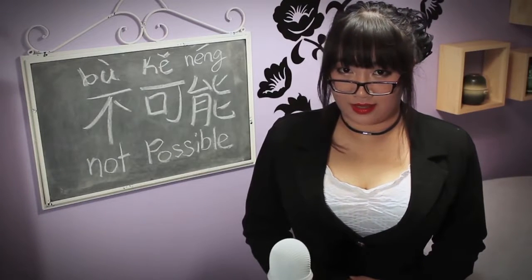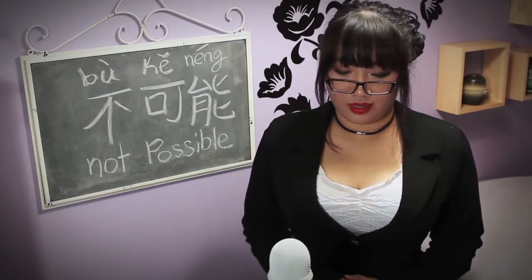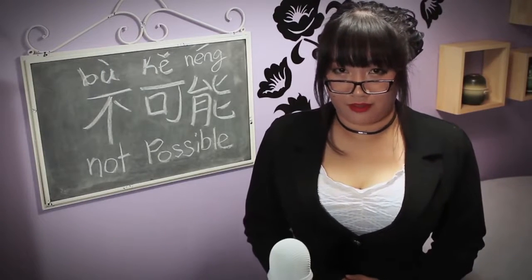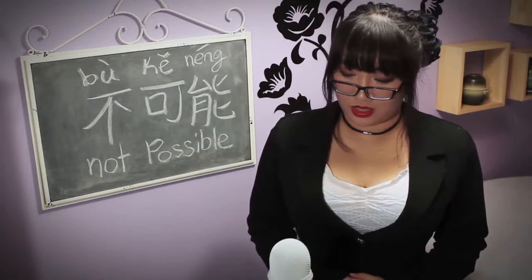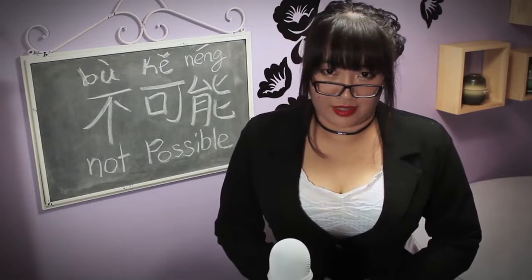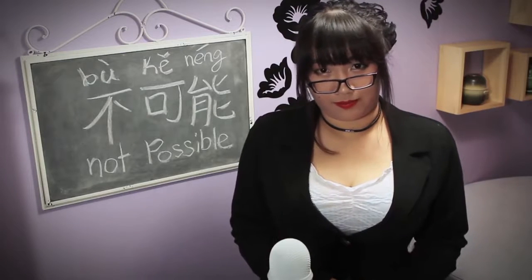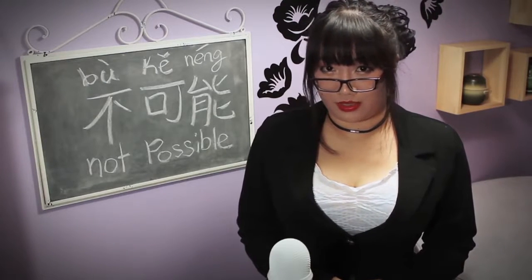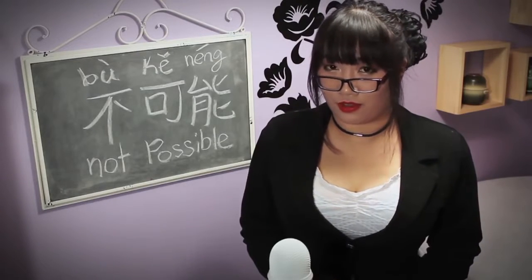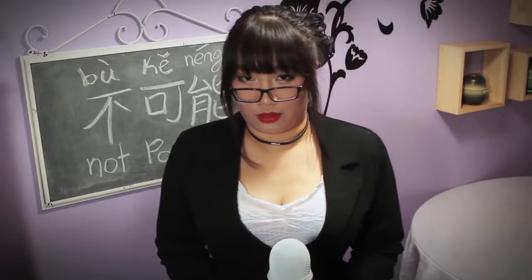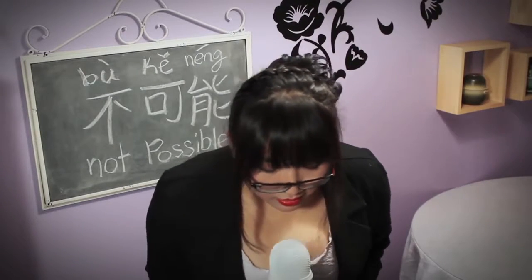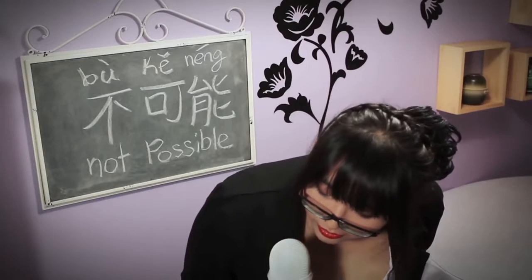An example sentence of 不可能 is, say, a friend of yours tells you that your favorite show is on at 7:00 p.m., but you distinctly remember that it was on at 7:30. Therefore, you say to him or her in response, 不可能.